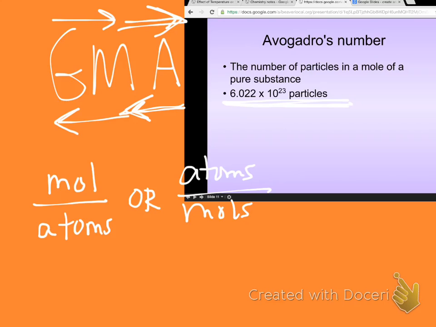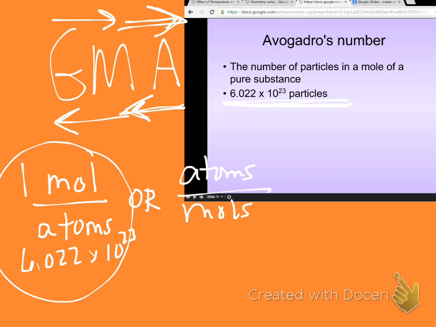When we use these conversion factors, how many atoms are in one mole? All together, like a bunch of nice little chem zombies. 6.022 times 10 to the 23rd. How many atoms are in one mole? 6.022 times 10 to the 23rd. So, we're always talking about 1 mole, and we're always talking about 6.022 times 10 to the 23rd atoms. When we're using these conversion factors, those are the numbers we're going to use.